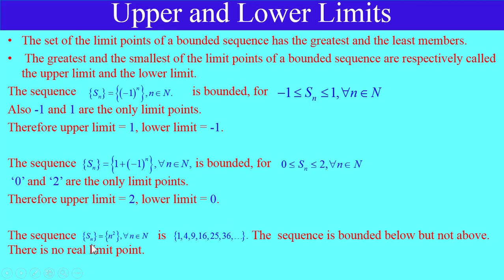The sequence Sn is equal to n squared for all n belongs to N is 1, 4, 9, 16, 25. For n is equal to 1, S1 is equal to 1 squared, this is 1. For n is equal to 2, S2 is equal to 2 squared is equal to 4. And similarly 9, 16, 25, 36. The sequence is bounded below but not above. The lowest value is 1, so it is bounded below but it has no upper limit. There is no real limit point.